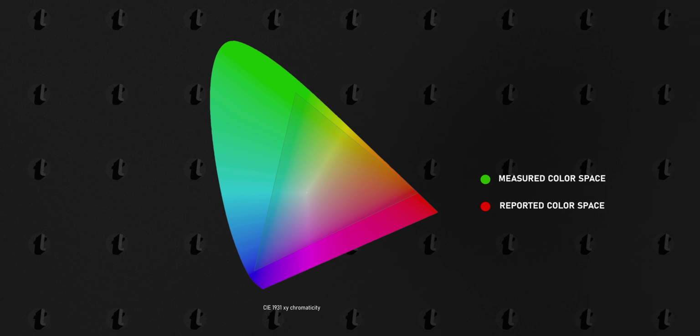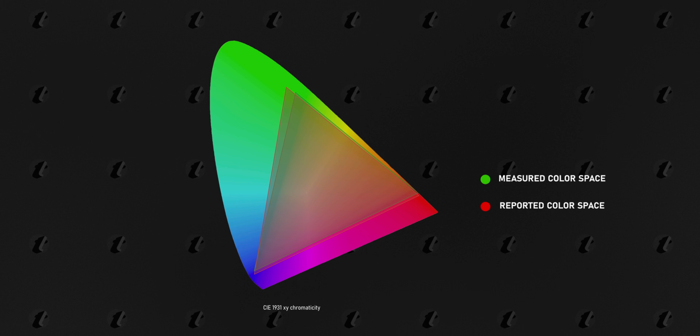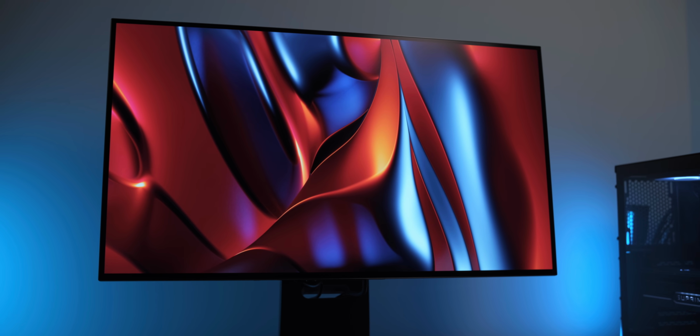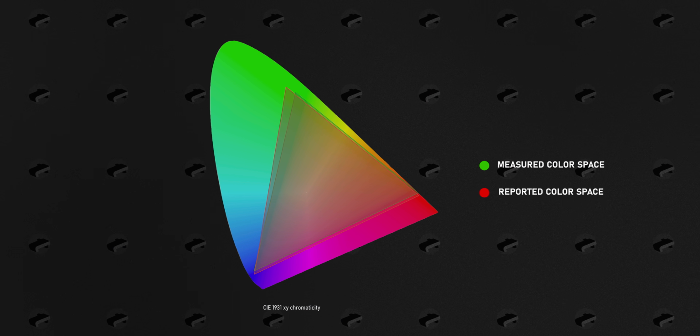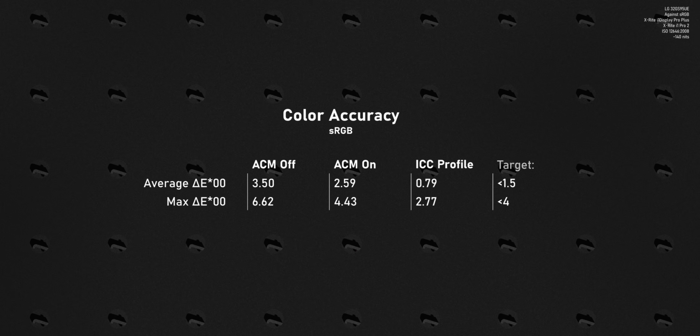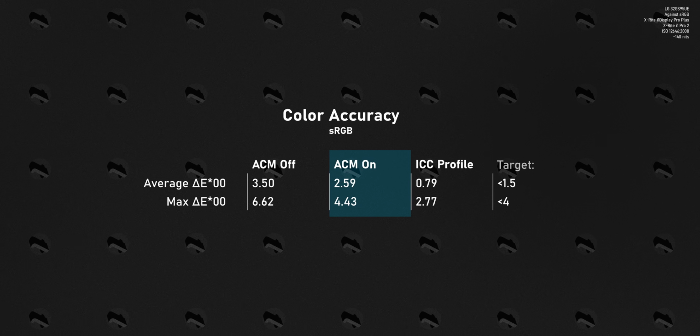Comparing it to the actual data I've measured for this exact monitor, you can see that it's not too far off really. Sure, it's not perfect. The monitor likely just provides generic color data that's intended to work across all monitors of this model, but there's about a 91% overlap between the reported and the measured color spaces, so it gets us in the right ballpark. And yeah, it does actually improve the color accuracy for sRGB content.